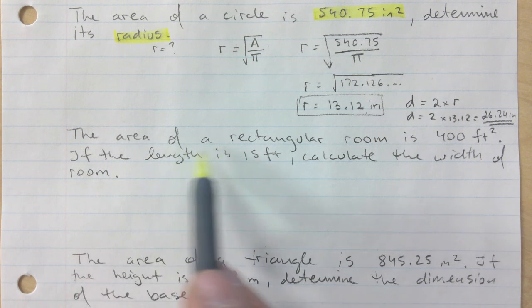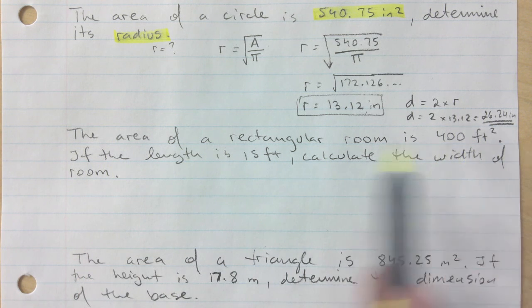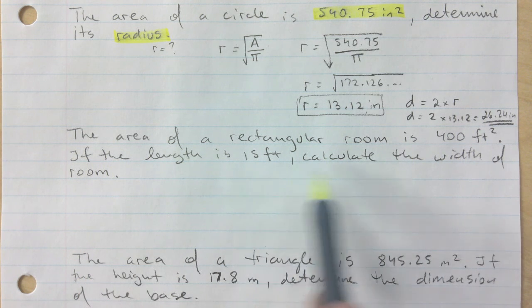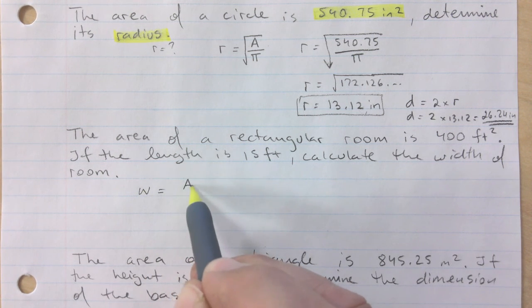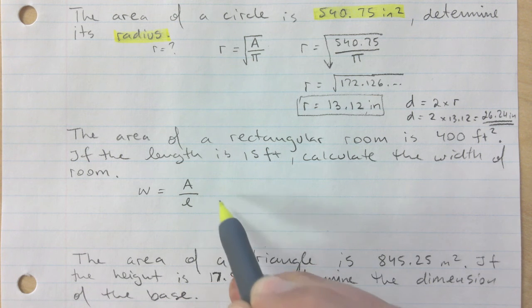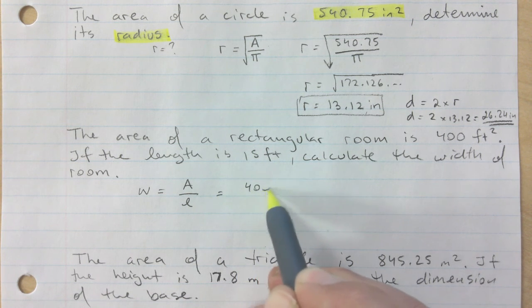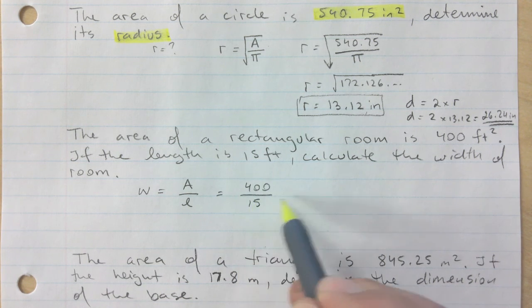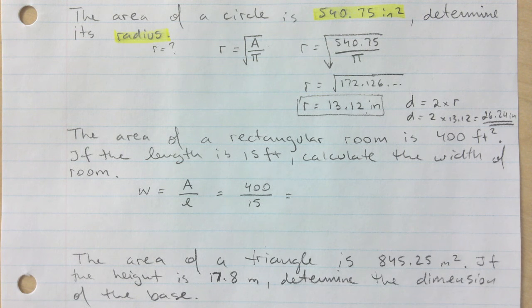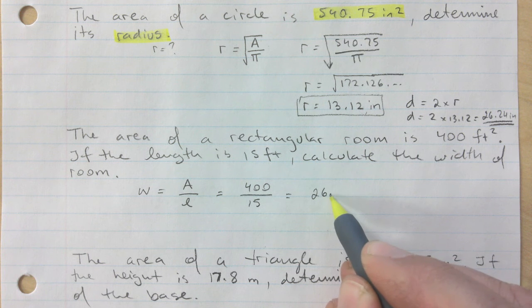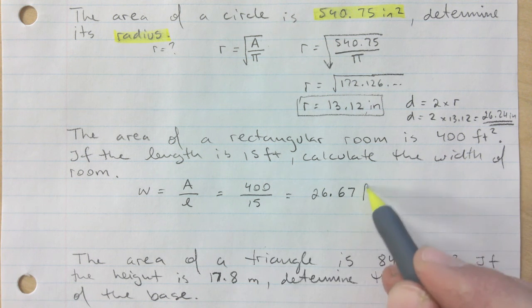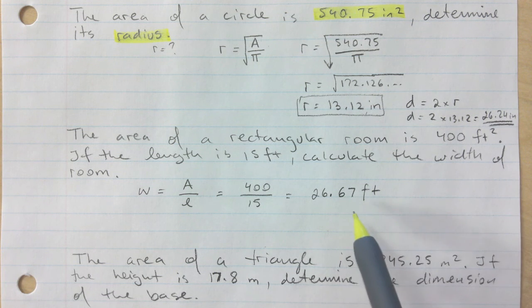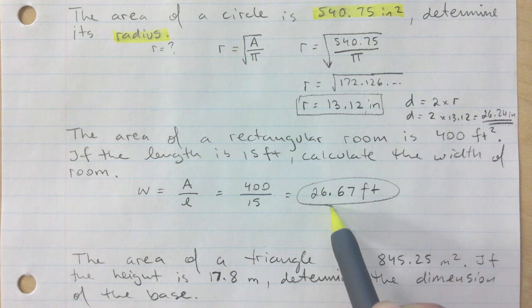The other question, the area of a rectangular room is 400 square feet. If the length is 15, calculate the width. So to get the width, we would take area and divide it by length. And in this case, it's 400 divided by 15. And we get 26.67. And we are in feet, right? So that is the width.